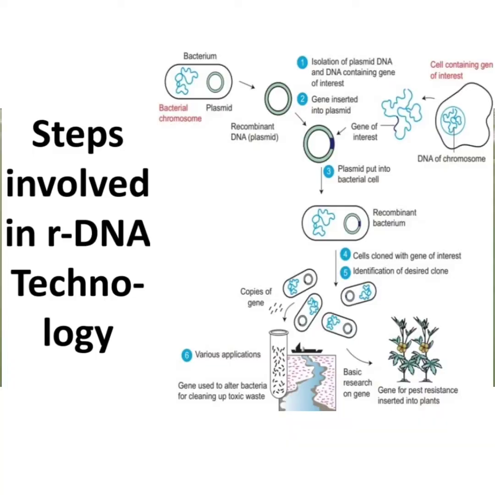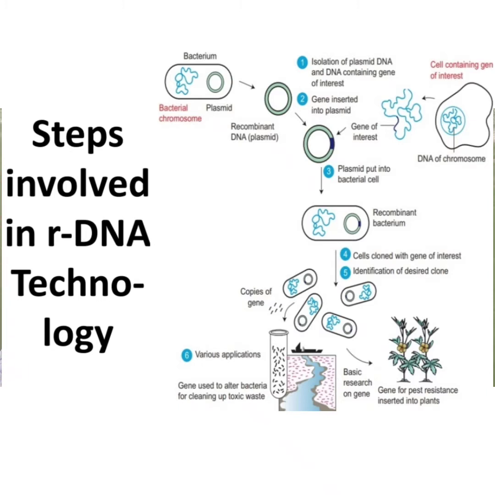So what are the steps involved in recombinant DNA technology? To sum up, the bacterium is taken which has a nucleoid containing the bacterial chromosome and a plasmid. The plasmid is taken out and cut at certain places, and the chromosomal DNA containing the gene of interest is taken and the gene of interest is removed from it. So the plasmid DNA and the DNA containing the gene of interest are isolated, the gene of interest is inserted into the plasmid, and the plasmid is put into the bacterial cell and it forms a recombinant bacterium.